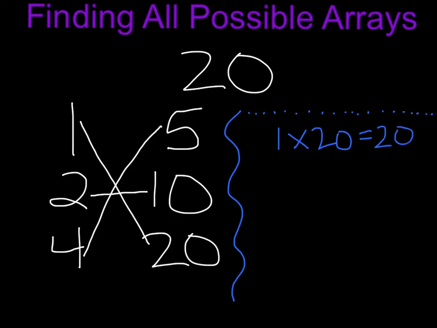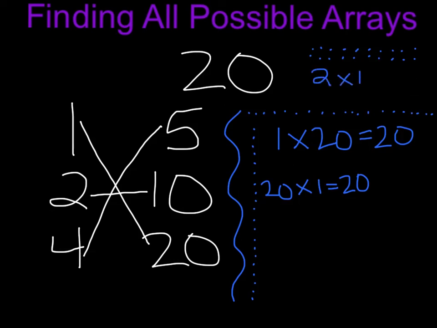Now let's make our next array. This row of dots is also 20 dots long. This array represents 20 times 1, which equals, you guessed it, 20. Here is our next array. This array has 2 rows of 10 dots, which equals 20 dots total.